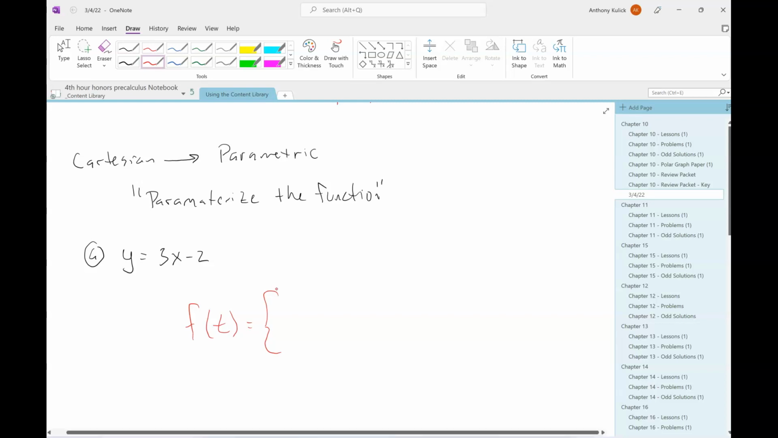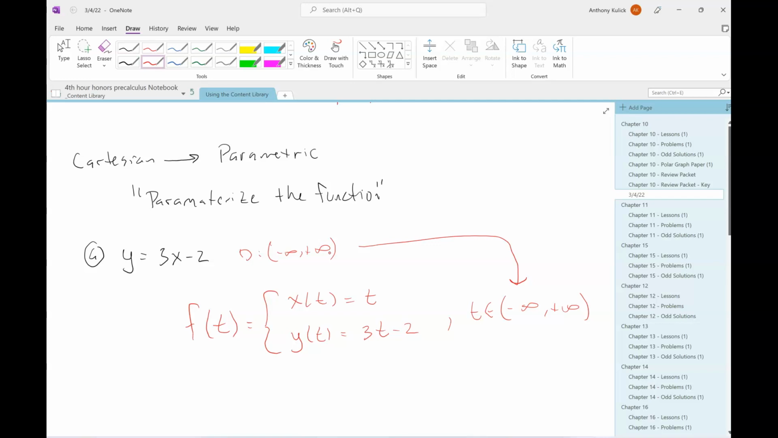What's the independent variable in the parametric form? It's t, right? T is our independent variable. So all I'm going to do is say that x is going to equal t. Then all I need to do is replace the x's with t's for y. And whatever the domain for x was becomes the interval for the parameter t. And since this was a linear function, I know the domain was all real numbers.